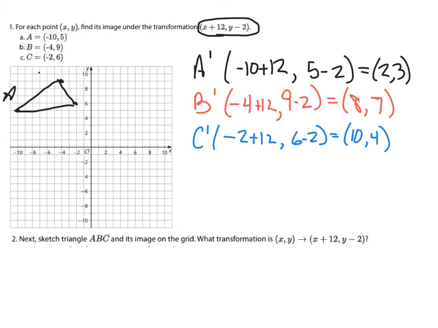And that's A, B, C. I'm going to do the image in yellow. 2, 3, 8, 7, and 10, 4. 1, 2, 3, 4. A, B, C.